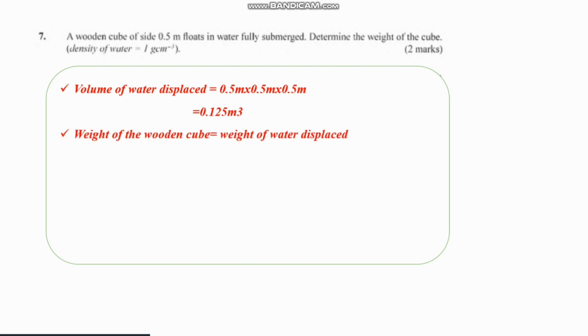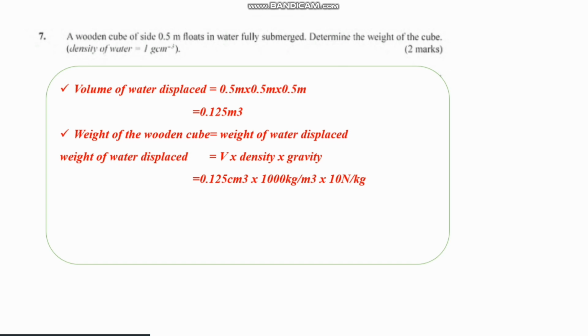The next thing we want to look at is the weight of the wooden cube, which is the weight of the water displaced. So the weight of the wooden cube will be equal to the weight of water displaced, and the weight of the water displaced is given by volume of water displaced times the density times gravity. The density of water is 1 gram per cubic centimeter. If we convert to SI units, we get 1,000 kilograms per cubic meter.